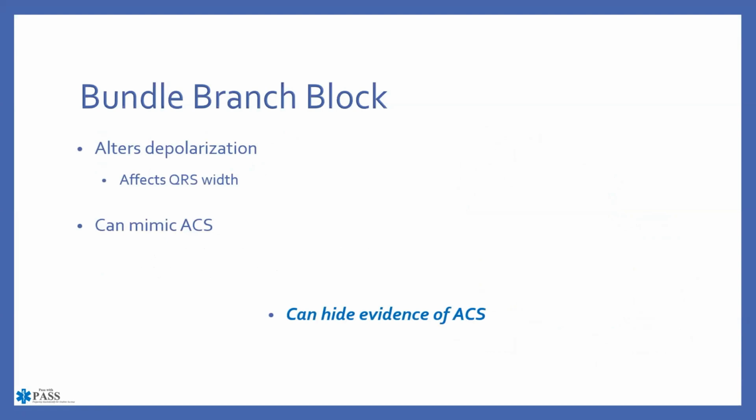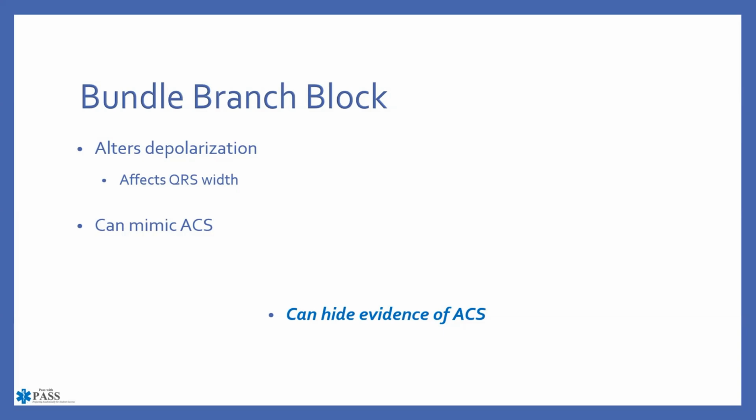So the bundle branch blocks are going to end up altering depolarization, and that ends up affecting the QRS. So when we are looking at QRS, and I did it kind of subtly before, go to V1, look at your V1 lead and look at your QRS width. If your QRS in V1 is wide, you're probably dealing with a bundle branch block, and then we can include some other diagnostic criteria to determine if it is a left or a right.